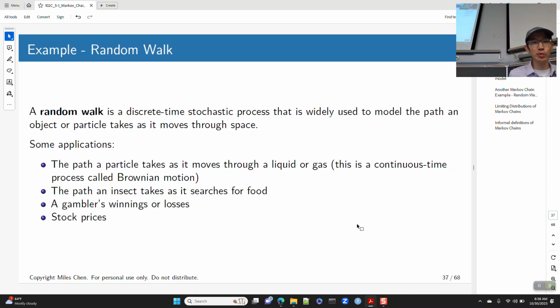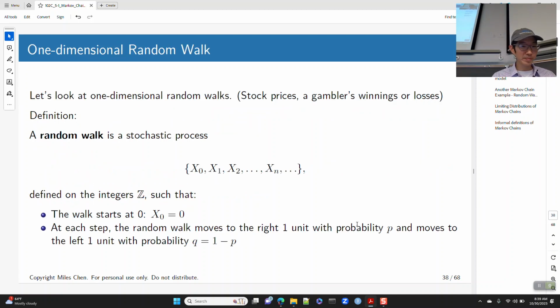We'll have a random walk. This random walk can be used to model the path that an object or a particle takes as it moves through space. If it's continuous time, we have Brownian motion, which is like how a particle moves inside a liquid or a gas, right? You have the path an insect can take as it searches for food. A gambler's winnings or losses can go up or down. Stock prices can also be regarded as random walks, or things like that.